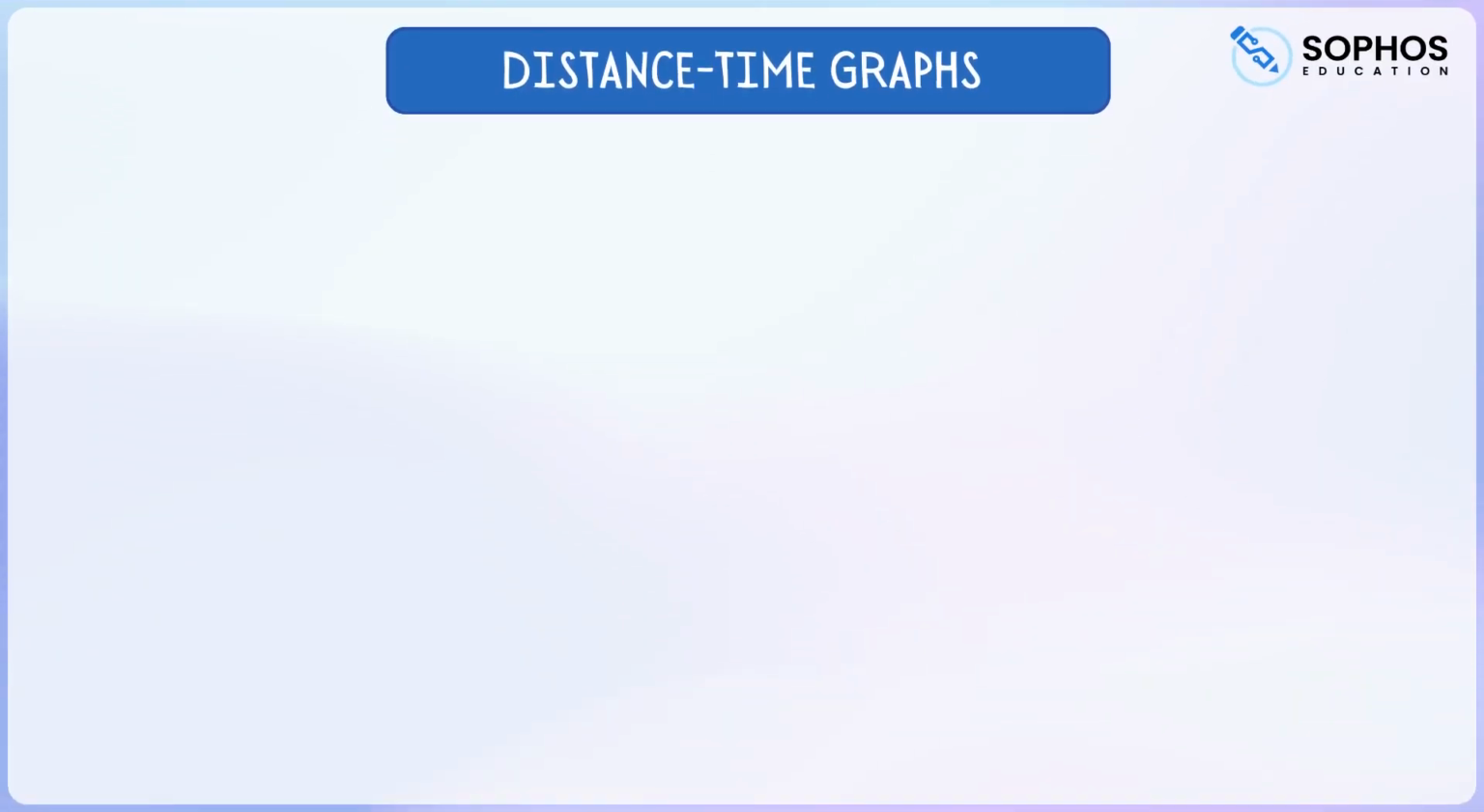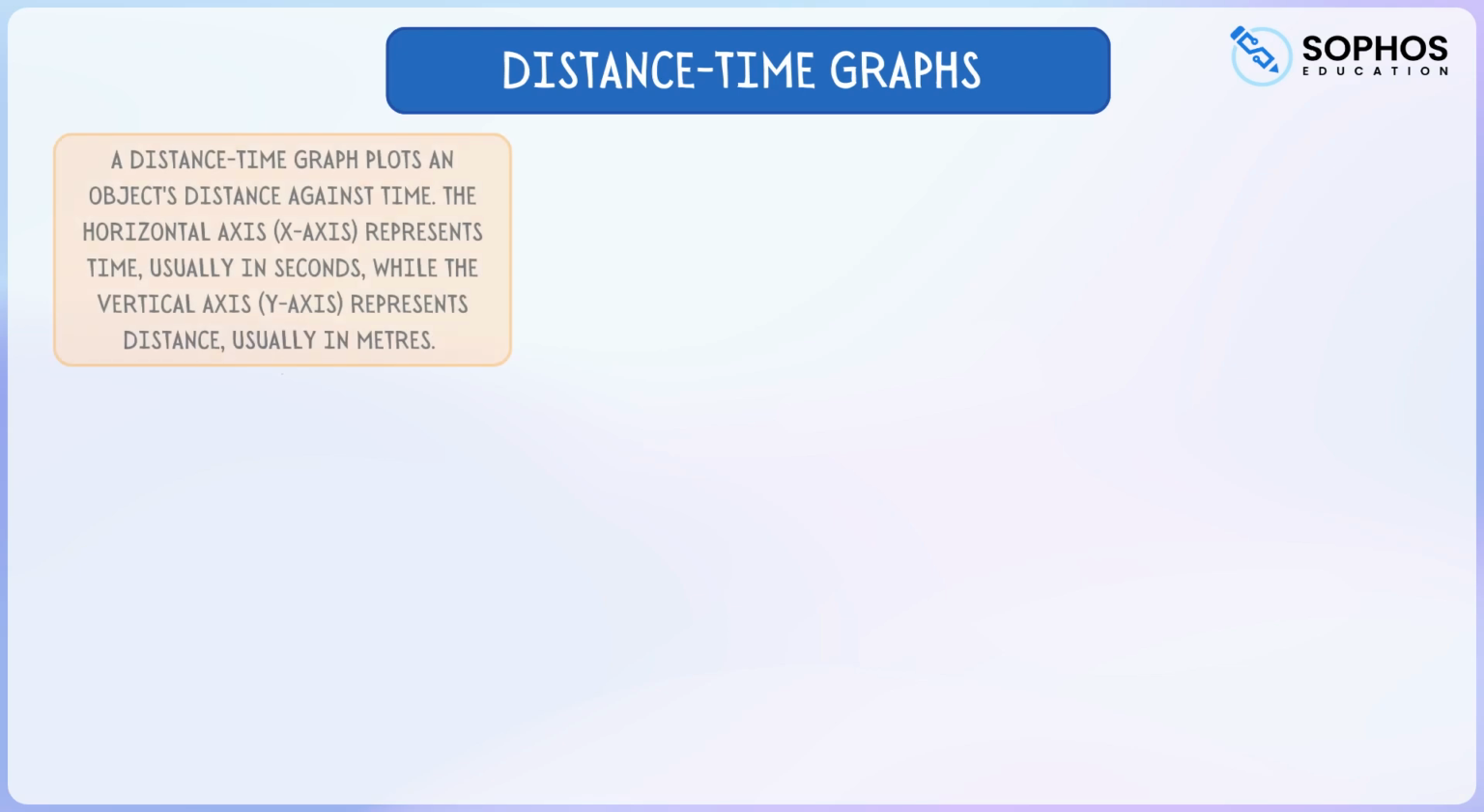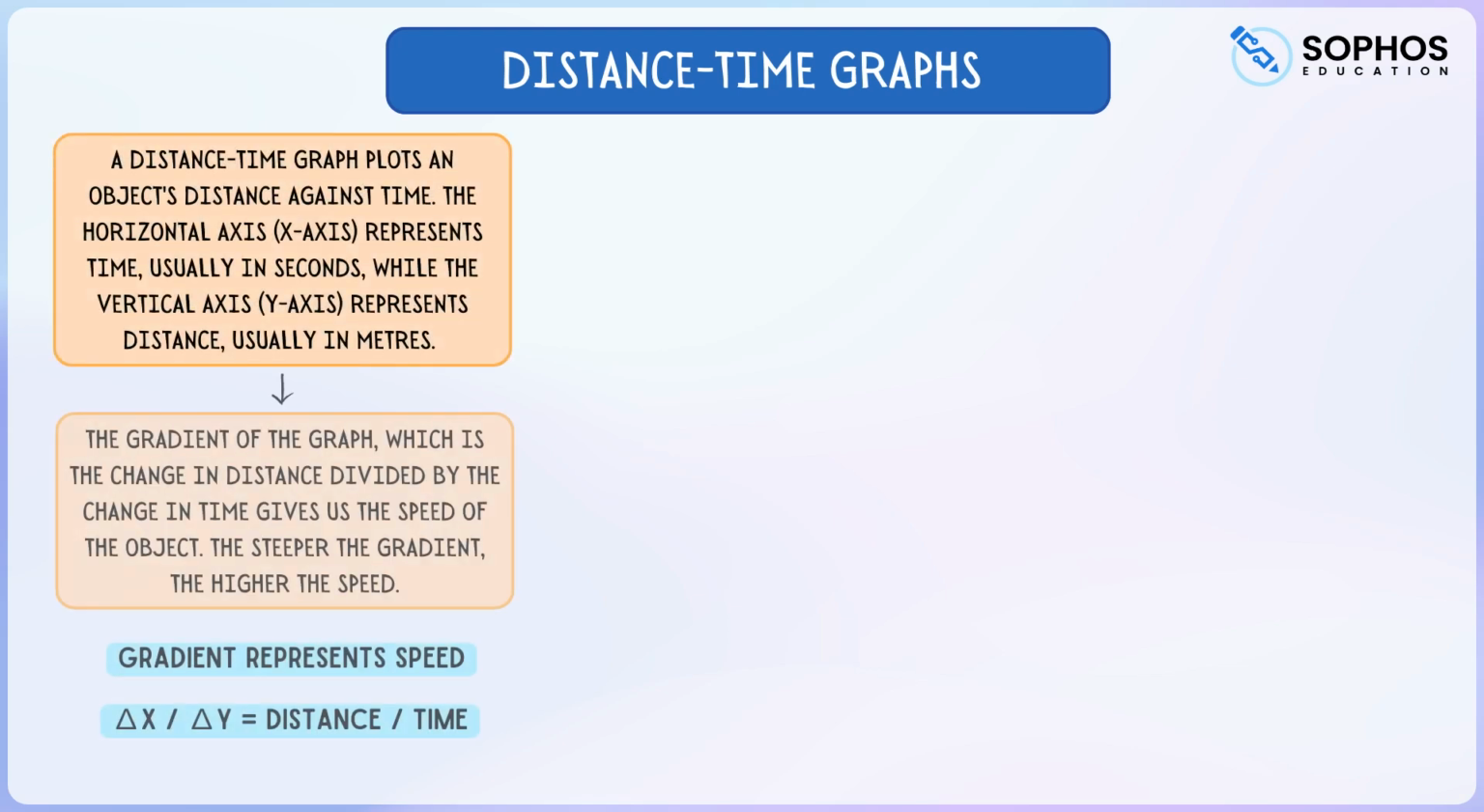In today's lesson, we delved into the main features of distance-time graphs. We learned that the horizontal axis represents time and the vertical axis represents distance. By examining the gradient of these graphs, we can determine an object's speed.